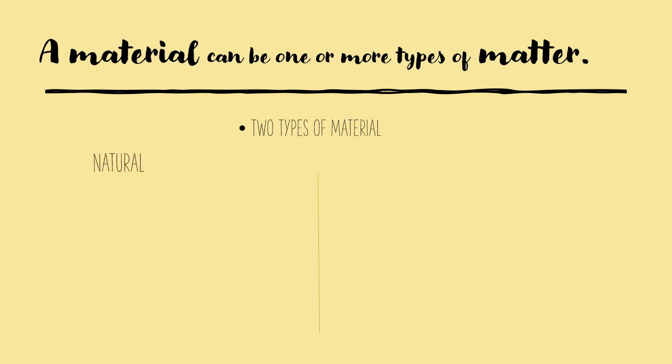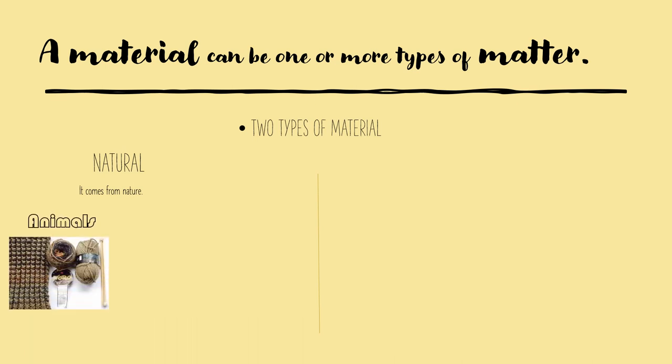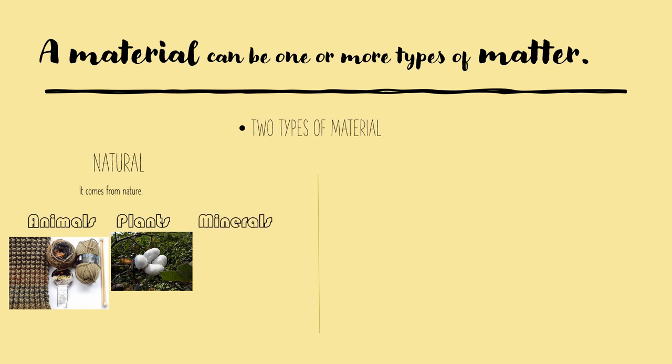There are two types of materials: natural, which comes from nature. They can come from animals, for example, wool. With wool, we can make lots of things like scarves and jumpers. It can come from plants like cotton, and we have lots of different things made of cotton, like t-shirts or other types of materials. And minerals like marble. This house, these floors were made of marble.